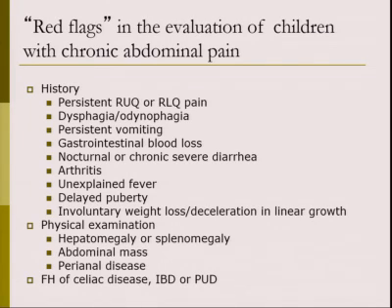Symptoms of dysphagia, persistent vomiting, GI blood loss, severe diarrhea, arthritis, unexplained fevers, delayed puberty, or involuntary weight loss. And on physical examination, red flags would include hepatosplenomegaly, the presence of an abdominal mass. We need to focus on the importance of looking at the perianal area, looking for perianal disease specifically as an indicator of inflammatory bowel disease. And those children who have a family history of celiac disease, inflammatory bowel disease, or peptic ulcer disease may warrant more specific testing.